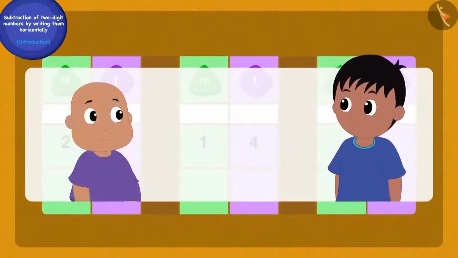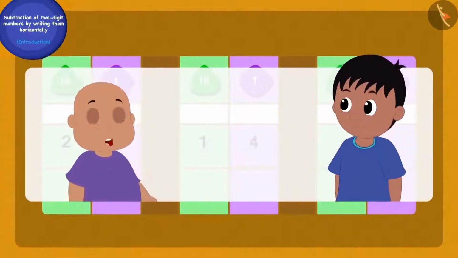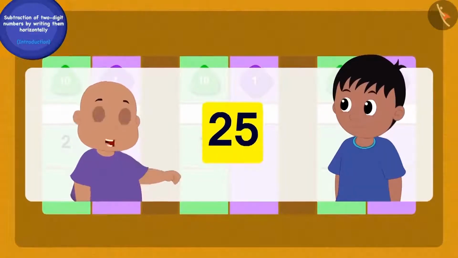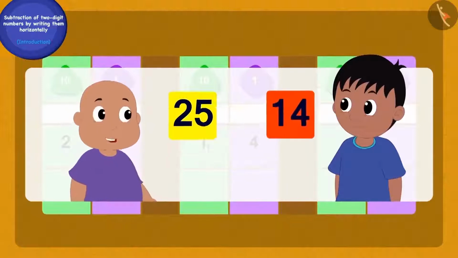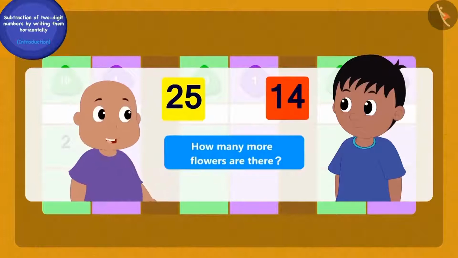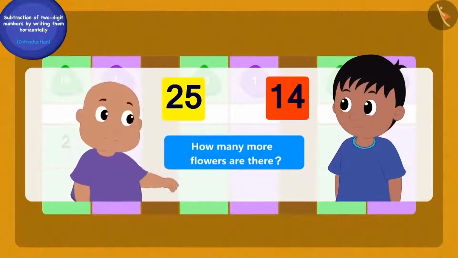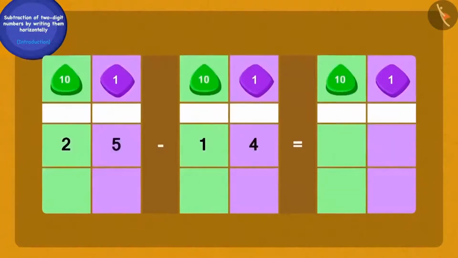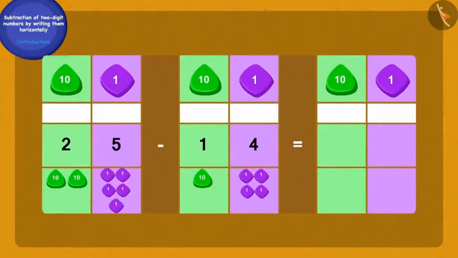Then Bablu told him, "Raju, find out how many more flowers are there in Chanda's garland of 25 flowers than in her garland of 14 red flowers. We have to subtract 14 from 25. Now I will write 25 and 14 as tens and ones in this way.